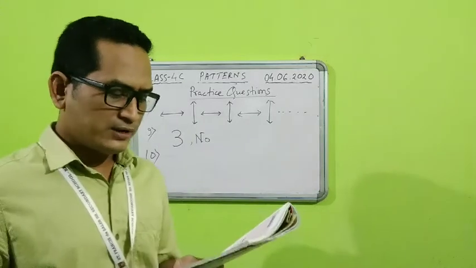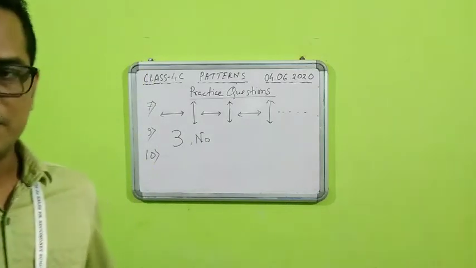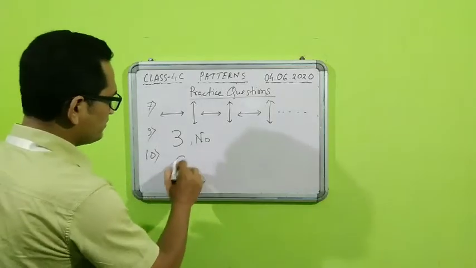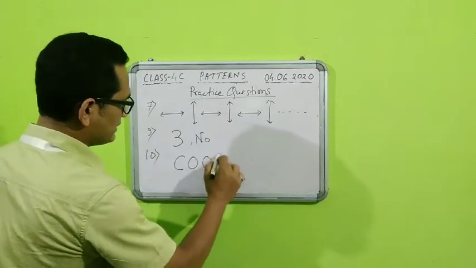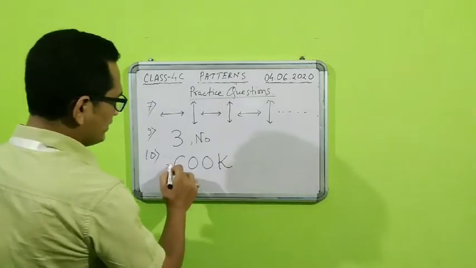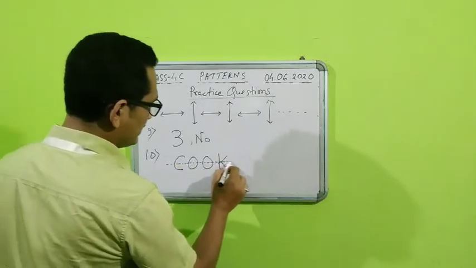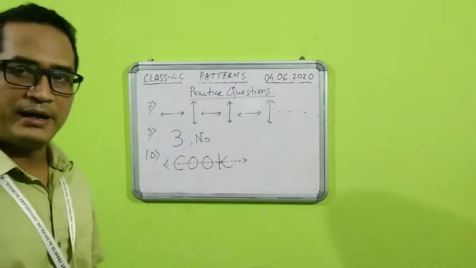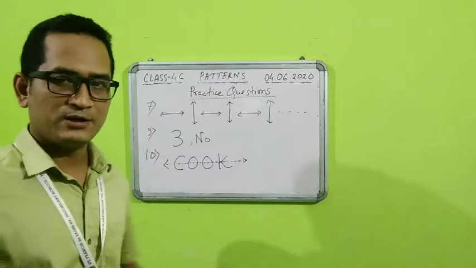Write an English word that has a horizontal line of symmetry. Now students, we have already got some word like that. One word we got before, in the hot question, is cook. If you see the word cook, we can draw a horizontal line of symmetry through it.